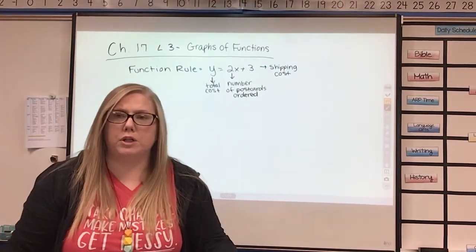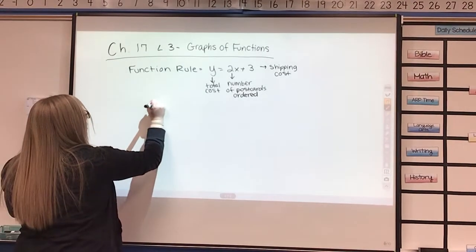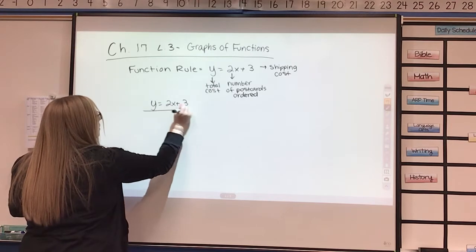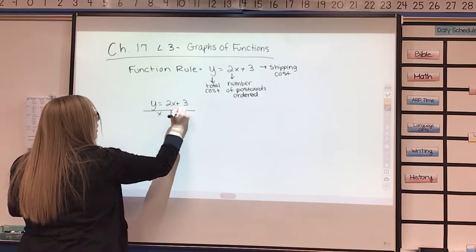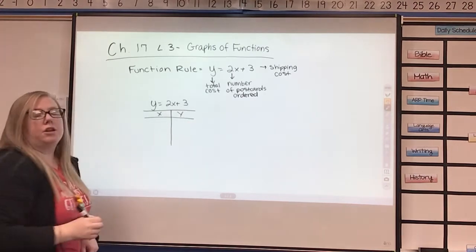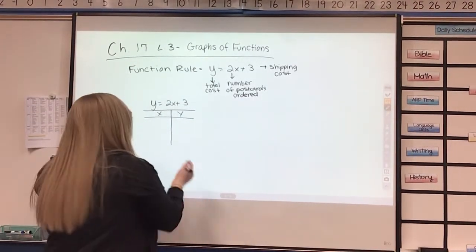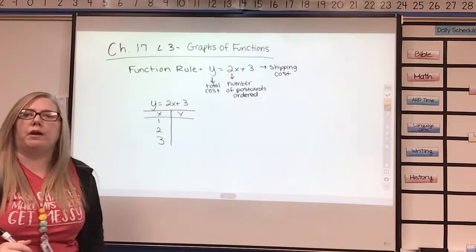So now we're going to make a function table. So I put the rule on top, which is y equals 2x plus 3. And then I have x and y. And they're always going to give you the x's. And so the x's are just 1, 2, and 3. So now all I have to do is find y.